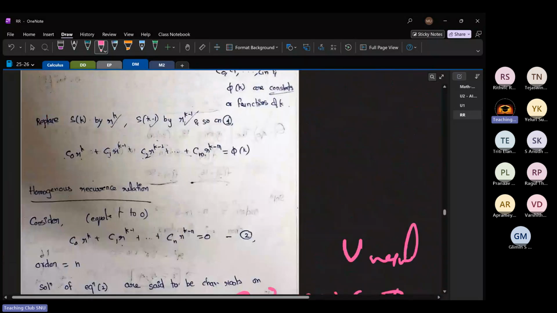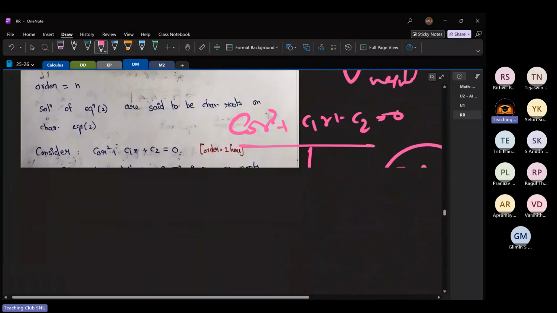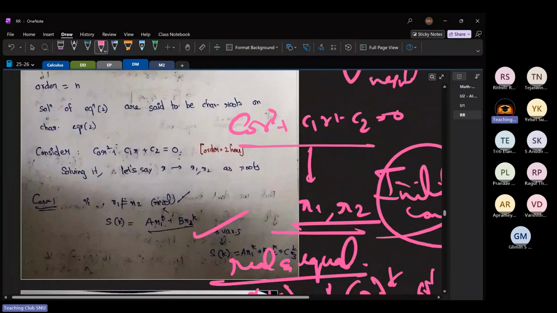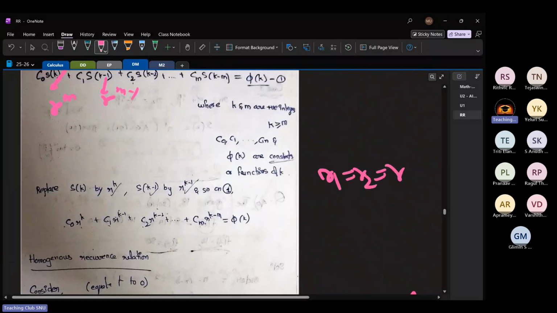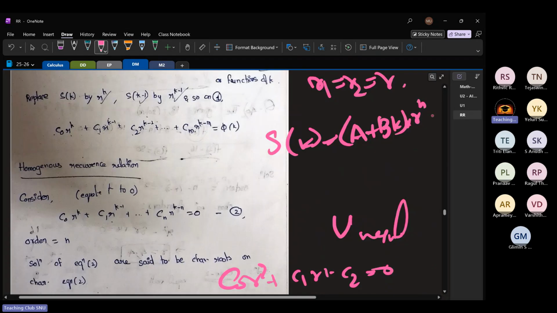What if it is the real and equal case? Unequal means r1, r2, two different roots, right? What if it was equal? In the equal case, r1 is equal to r2 is equal to r. In that case, your S of k would be nothing but A plus Bk, into r power k. If it was n, it will be n here. So A plus Bk into r power k. This you will substitute and find the values of A and B.